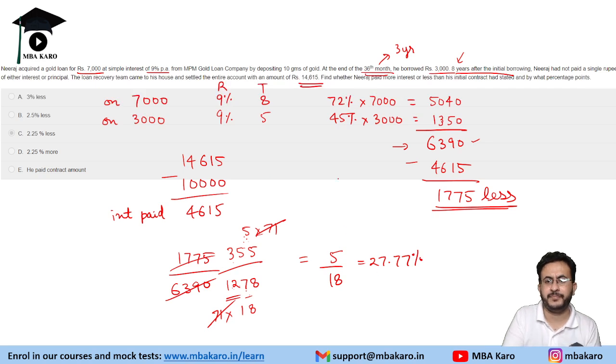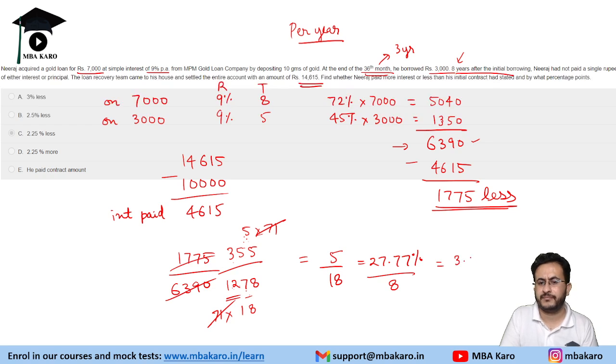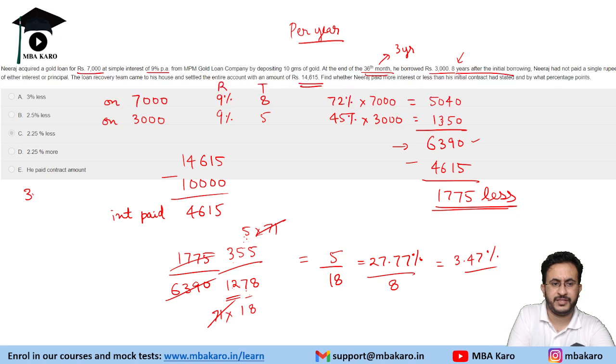Now it is asking per year. If you divide by 8 years, because he paid after 8 years, you will get 3 point something. 27.77 divided by 8 is 3.47%. So 3.47% will be the answer according to what they have asked. The answer should have been 3.47% less per year.